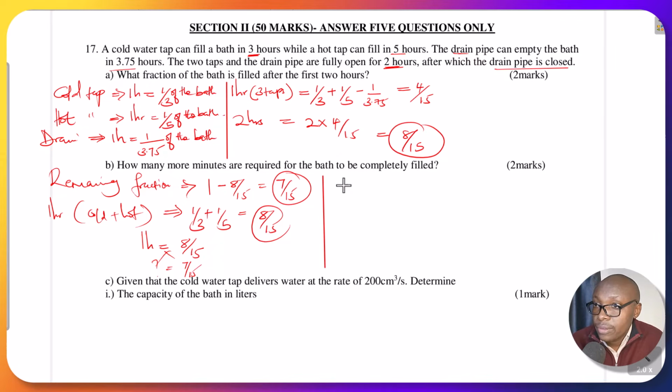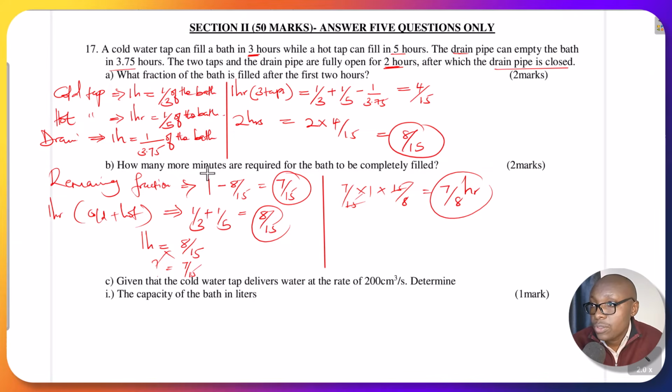So we'll take 7 divided by 15 times 1, then times the reciprocal of 8/15, which is 15/8. So once you work out these, you'll get 7 divided by 8. And this one is hours. So this is the time that is going to be used in order to completely fill the tank. That is after 2 hours.